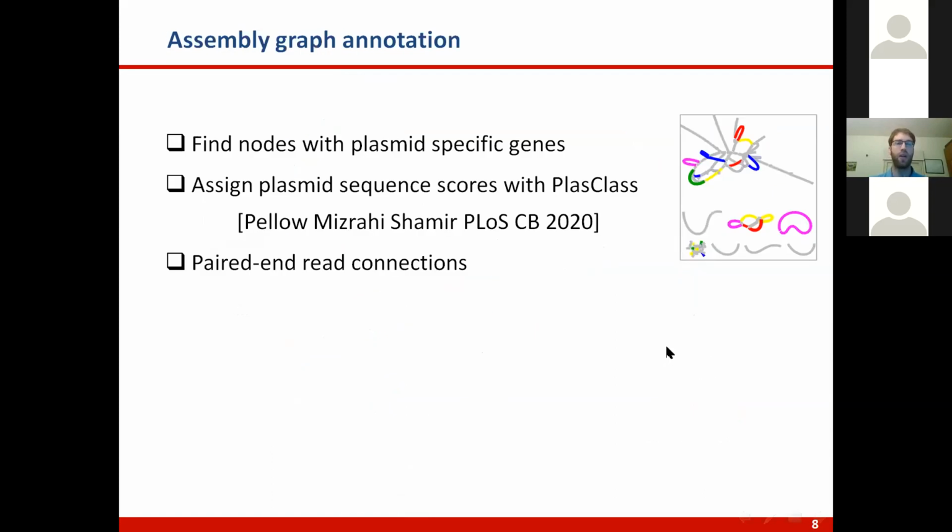So I'm going to go now in detail and step by step over the algorithm. So first of all, the first step of building this annotated assembly graph, we add a number of different annotations to the graph. First of all, we look for plasmid-specific genes, and we identify nodes that contain those genes using BLAST. We also use the PlasClass classifier that we've developed to classify the sequence that's associated with each node, and that essentially gives a probability of how confident we are that a specific node is actually of plasmid origin. And again, we look at the connections between paired-end reads that span different contexts in the graph.